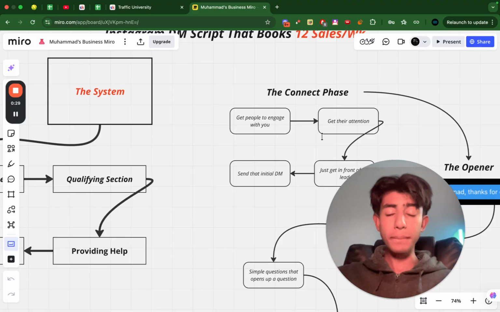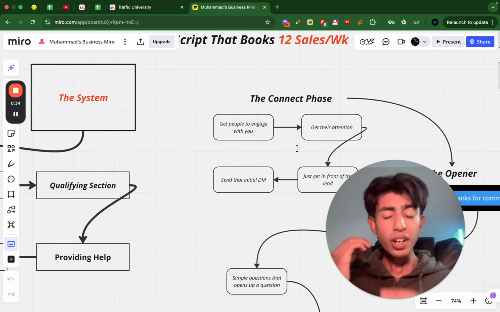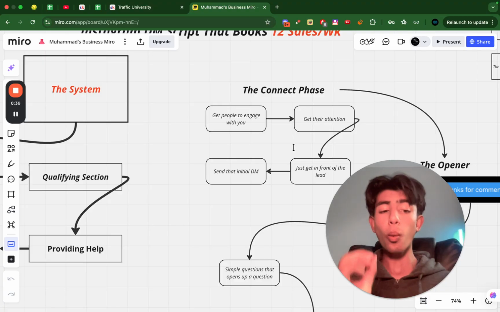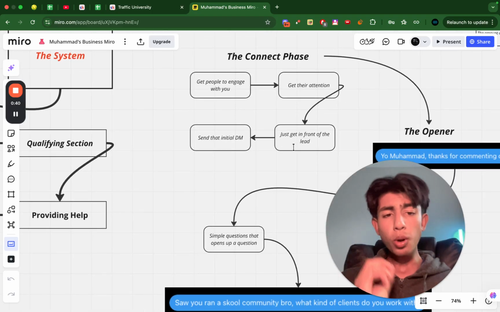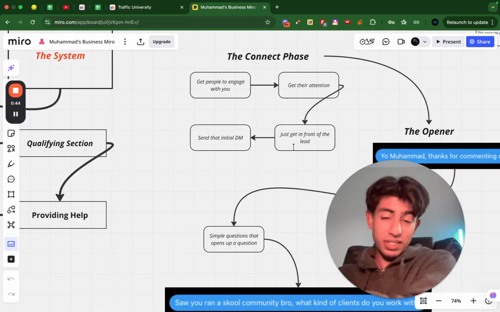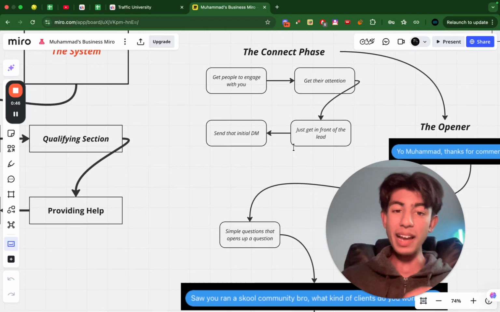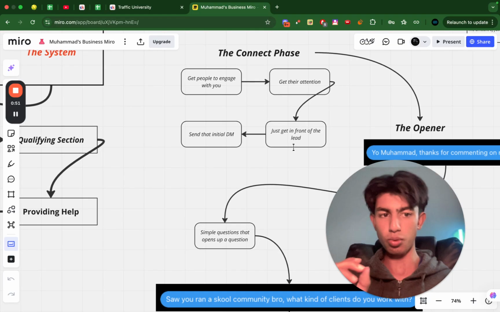The entire purpose of this phase is to get people to engage with you, where you actually grab their attention because you're the one sending the DM. So you have to grab their attention to make them reply to you. And the whole point of it is just to get in front of the lead. Just show yourself to them. Just tell them that you're here. And that is by sending that initial DM. The only way you can get in front of the lead is by sending the initial DM.